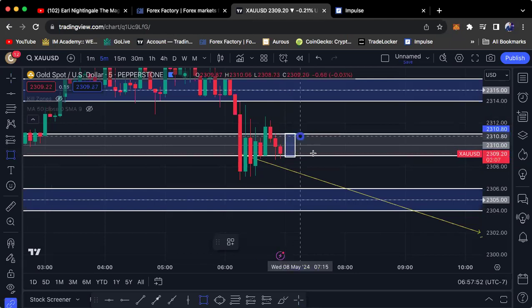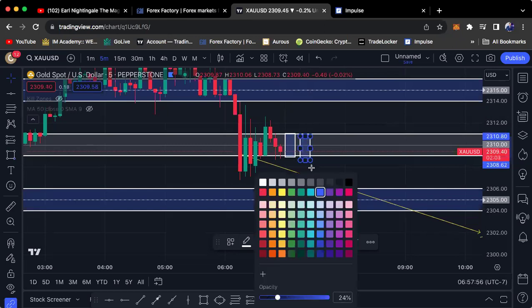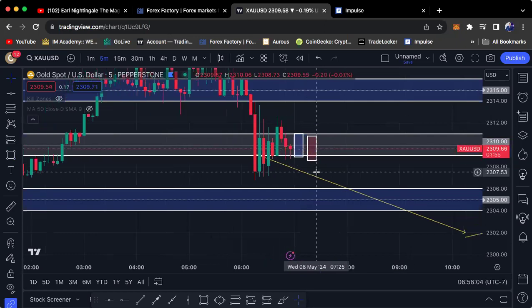Wait for the bearish candle to form, and that's when you enter. That's when you enter for the sell, and ride it down.